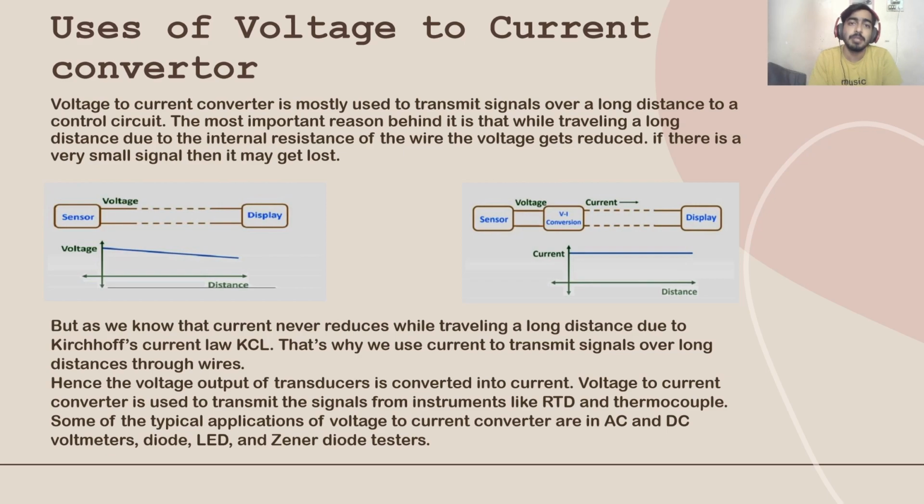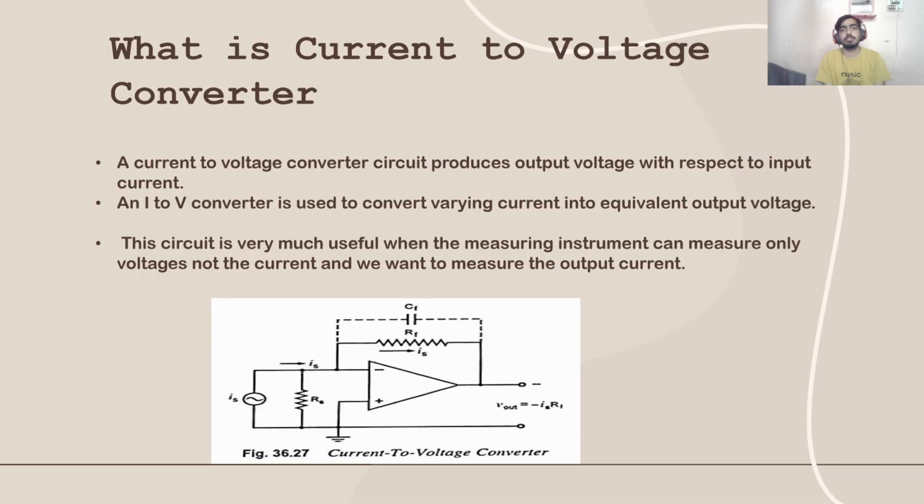Some of the typical applications of the voltage to current converter are in AC and DC voltmeters, diodes, LEDs, and Zener diodes, etc. Now I'll be talking about the second part of my topic, that is the current to voltage converter. So what is a current to voltage converter? A current to voltage converter produces an output voltage corresponding to the current which is taken as an input. So an I to V converter is used to convert varying current into an equivalent output voltage.